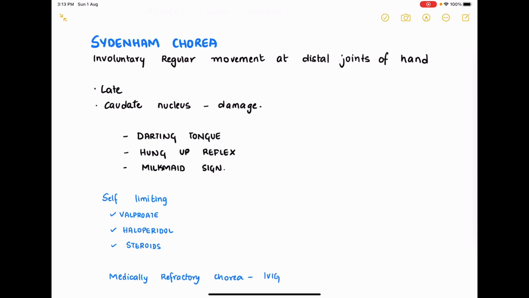Sydenham chorea is involuntary irregular movement at the distal joints of the hand. It is a late manifestation, and Sydenham chorea is because of damage to the caudate nucleus. On examination, you will find a darting tongue, which means when you ask the child to protrude his or her tongue out, it rattles like that of a snake.